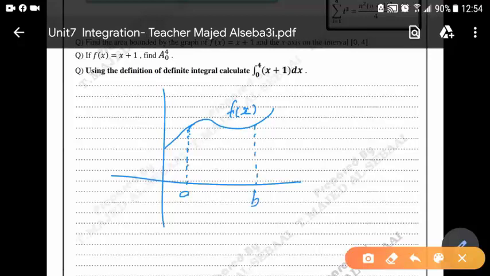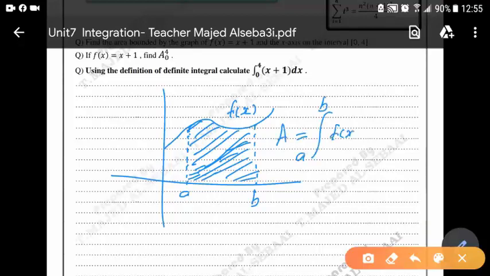If I want this area, I want to know how much this area is, what should I do? Area equals the integration from a to b of f of x. So the meaning of the integration is the area. Okay? How can we do that?